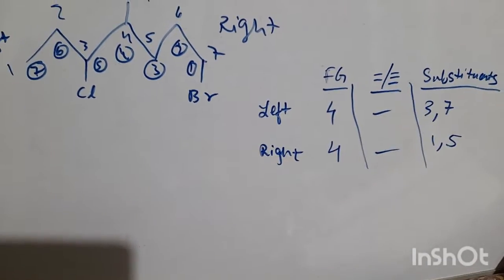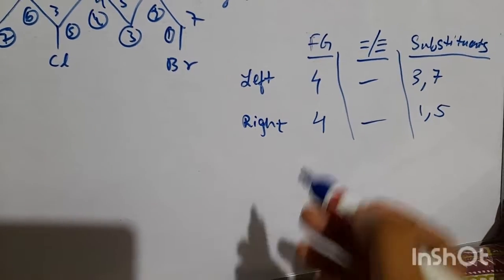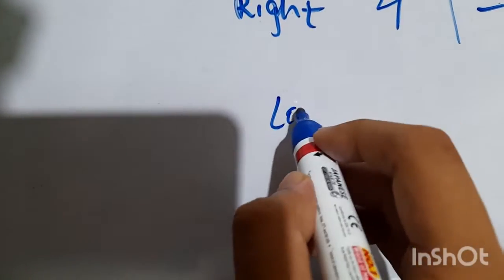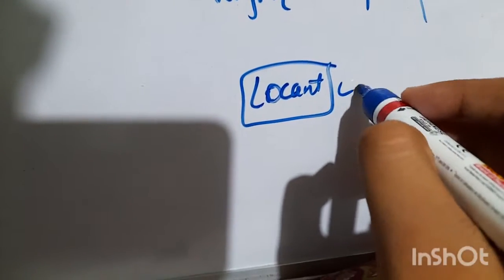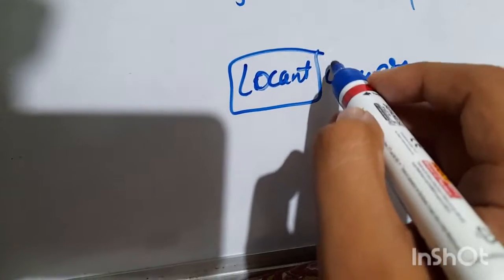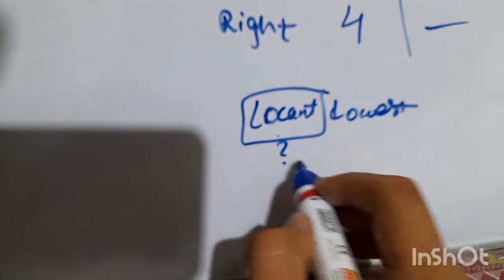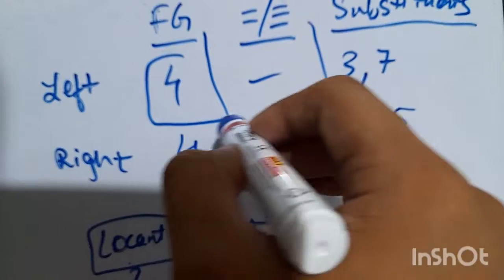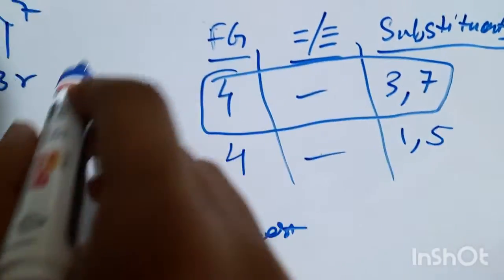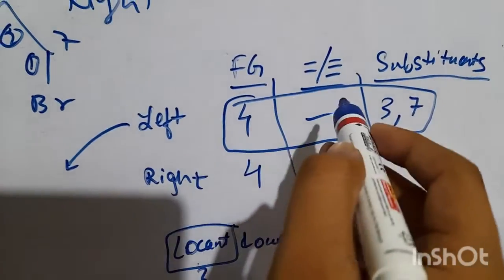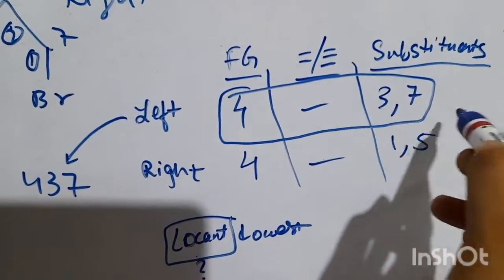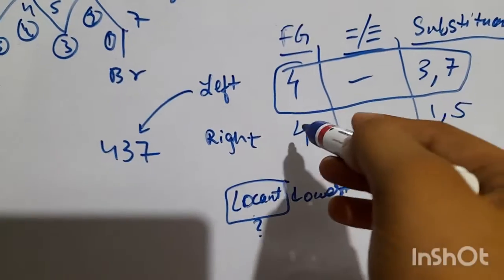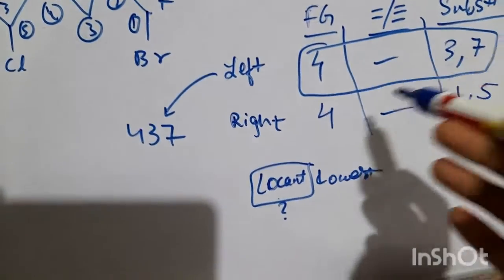So which one shall we take? Well, according to the lowest locant rule, the lowest locant is to be taken. How do you find this locant? Well, it's these numbers in order. If you count from the left side, the locant turns out to be 437. See, 437. You can include the zeros over here, it doesn't really matter.